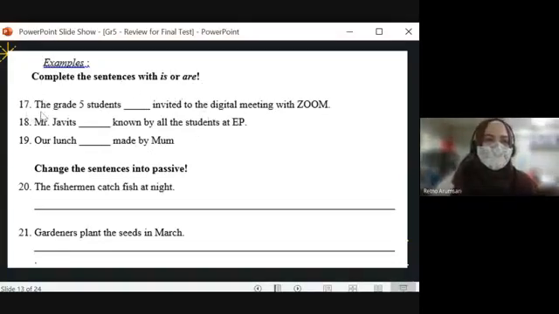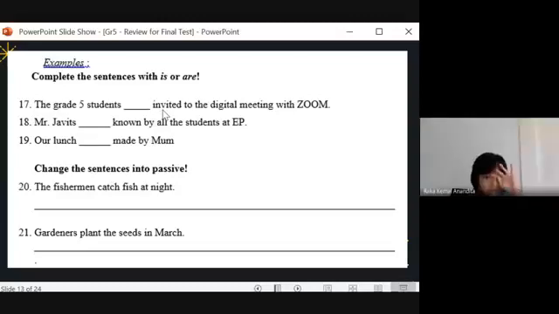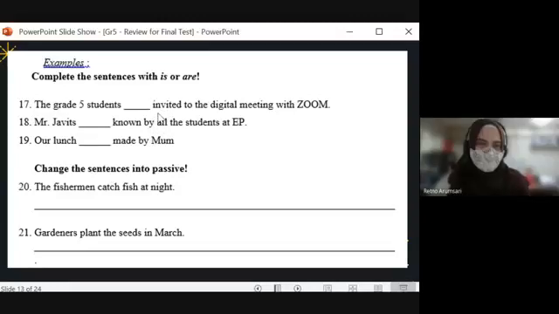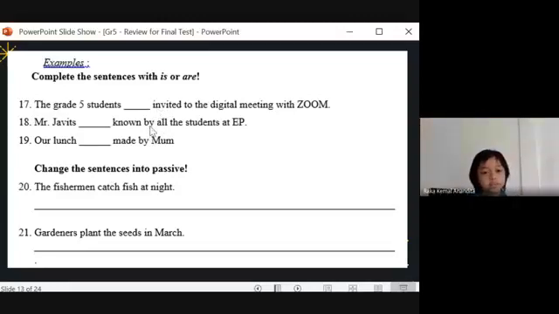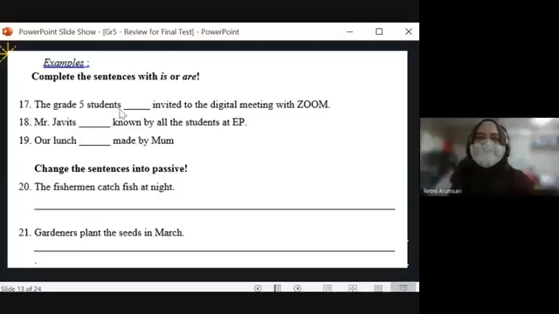For number 17, is it is or are? Are. Why is it are? Because the grade 5 students are more than one. So you need to use are. The grade 5 students means there is more than one student.